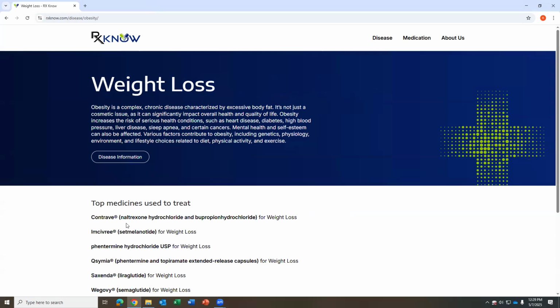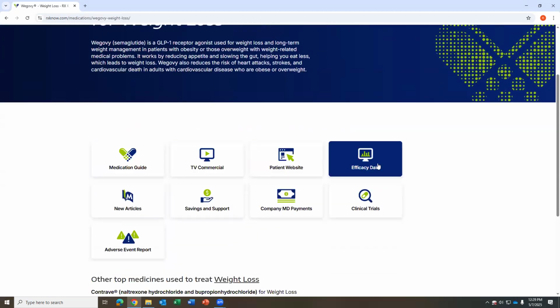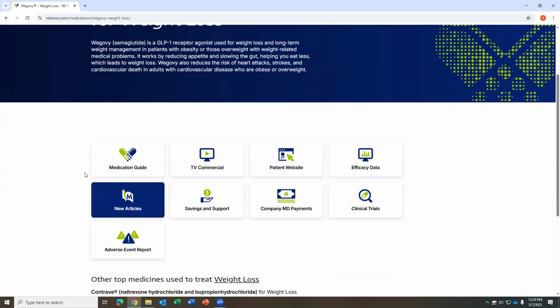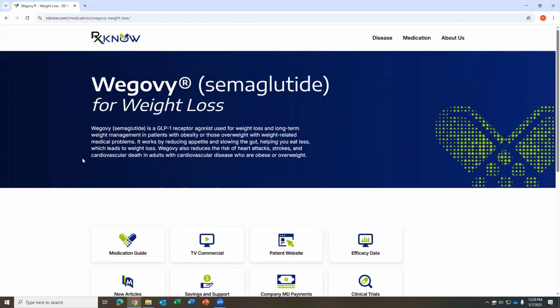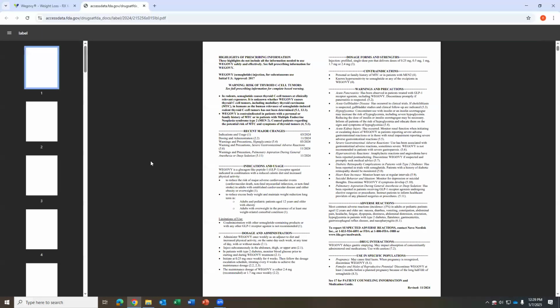If we come back specifically and look at Wegovy, then we have a variety of different areas where you can gain information about the drug semaglutide specific for weight loss. The first area that we have is a medication guide. This is also at times called the package insert. So I'll highlight a couple things on here.